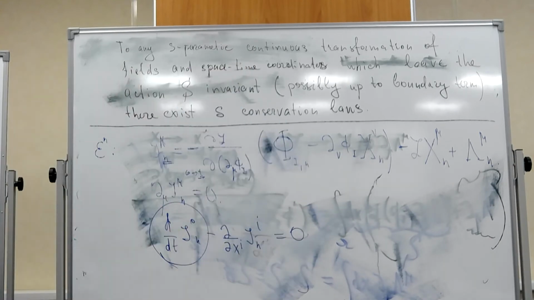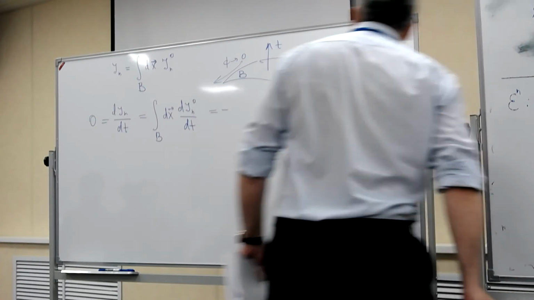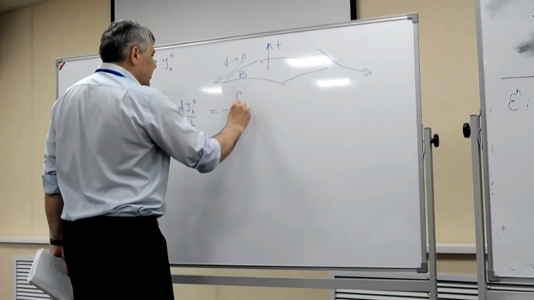Okay, so this is a way how the Noether theorem is proved in full generality with a non-trivial boundary term, which you can have after you vary your action. Any questions? It's been bothering me all the time.